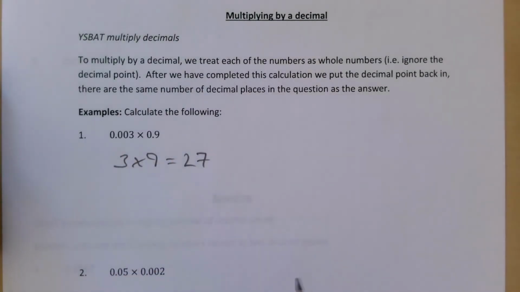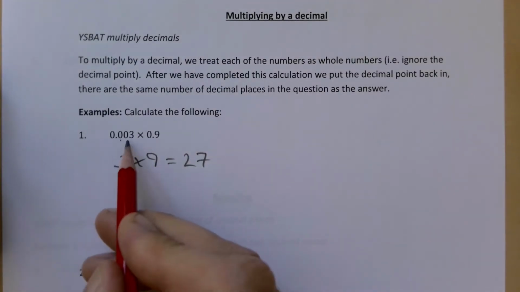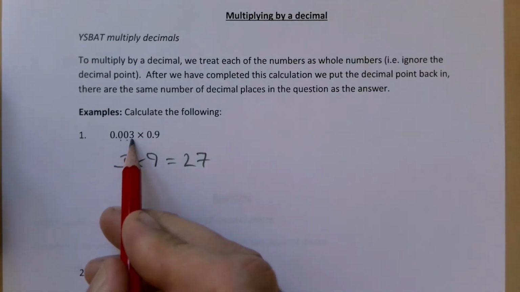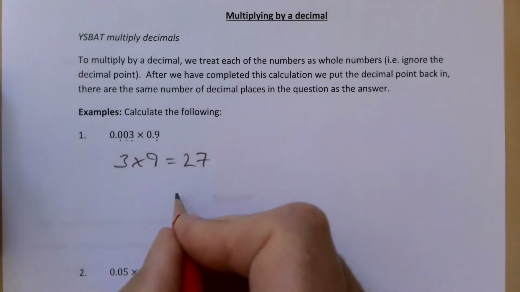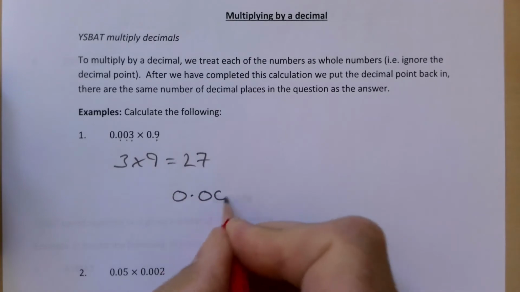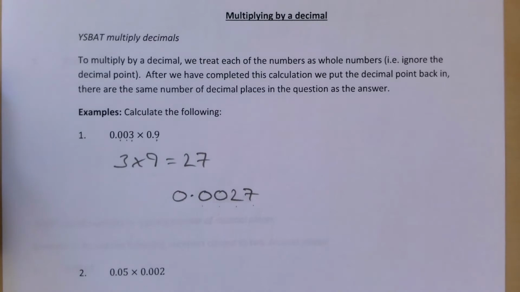How many numbers are there to the right of the decimal point in the question? 1, 2, 3, and 4. So there need to be 4 to the right then in the answer. So our answer then would be 0.0027. 1, 2, 3, 4.